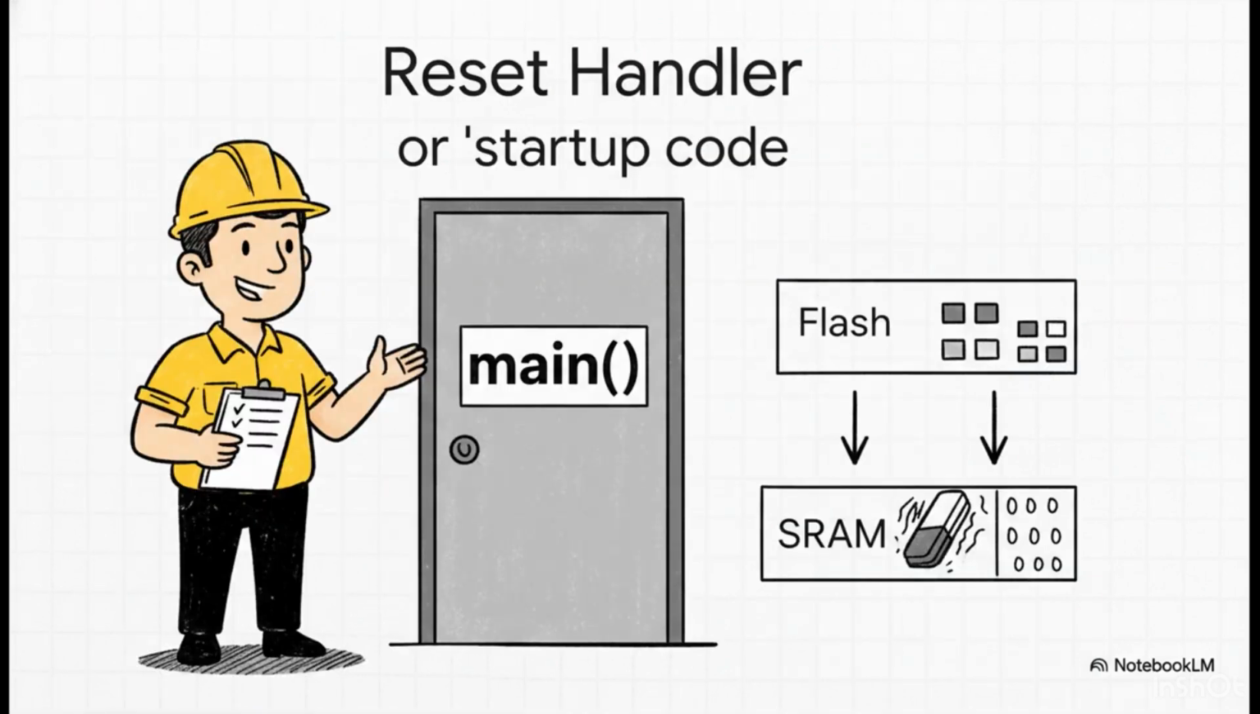So, what is this reset handler? Did you write it? Nope. It's a small, clever piece of assembly code that's usually provided by the chip manufacturer. We call it the startup code, and you can think of it like the construction site foreman. It's the very first code to show up, and its only job is to get everything ready before the real work, your main function, can even begin.